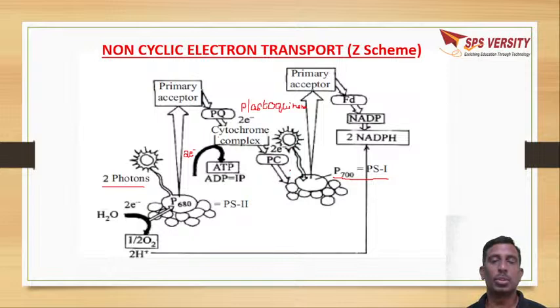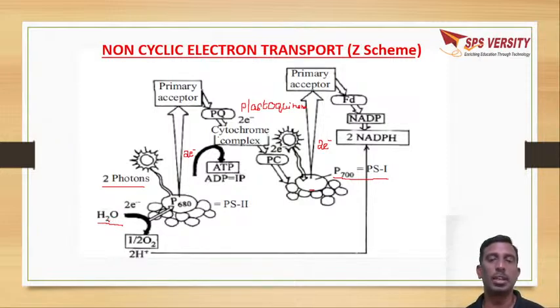P700 भी excite होता है. P700 also gets excited due to these photons. इसमें से ही 2 electrons are ejected. They are taken by the primary acceptor. So इसमें भी 2 electrons की deficiency. These 2 electron deficiency is substituted by electrons coming from P680. In P680, how is this electron deficiency substituted? By photolysis of water, splitting of water in the presence of light.